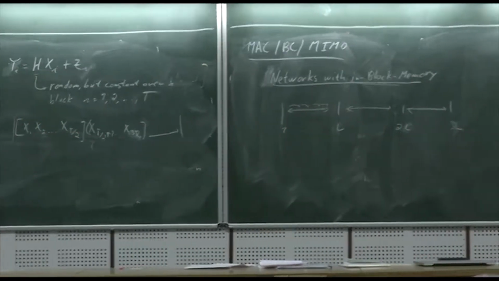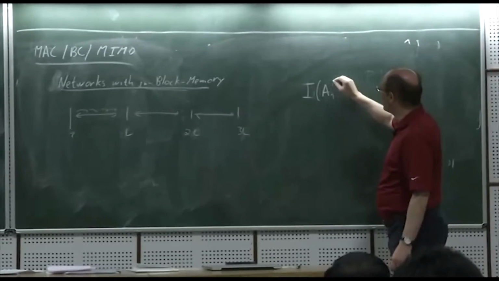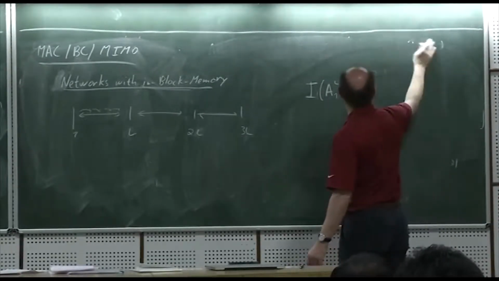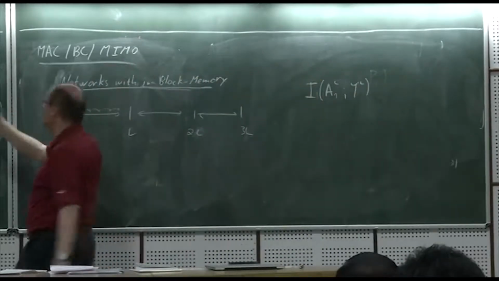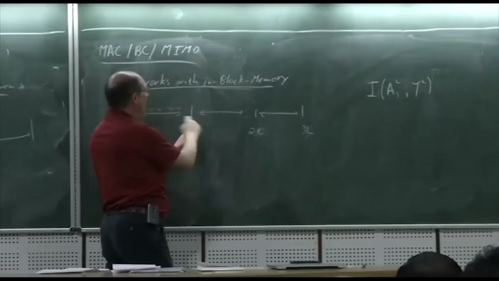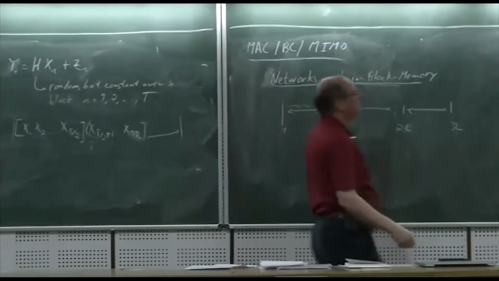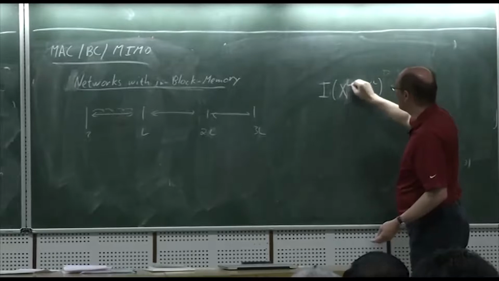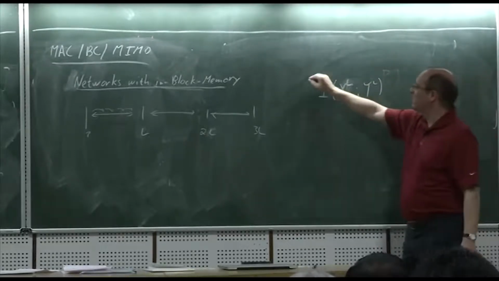Suppose I have memory in chunks of length L, then the capacity is given by an expression that looks like this. It's the same, so let me see here. Suppose it was a point-to-point channel with such in-block memory and feedback inside the block. Then the capacity without feedback inside the block would just be this.